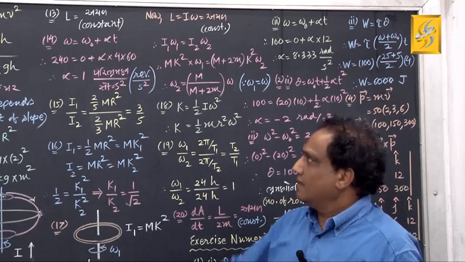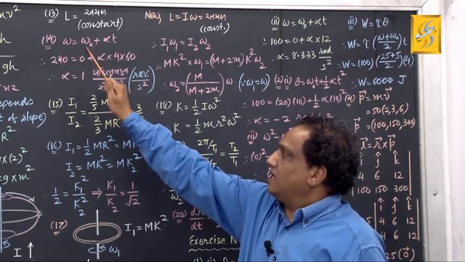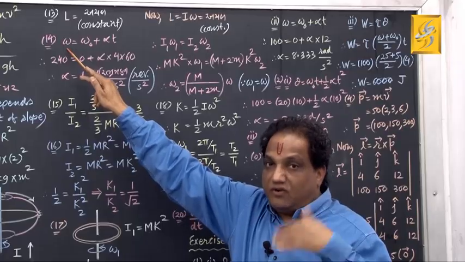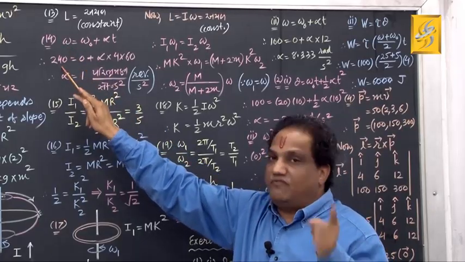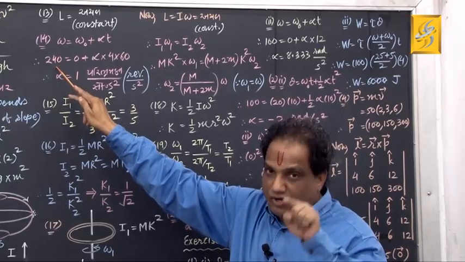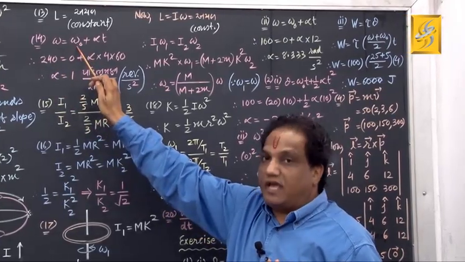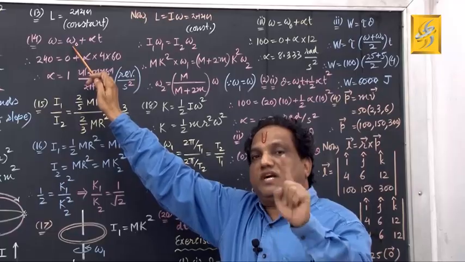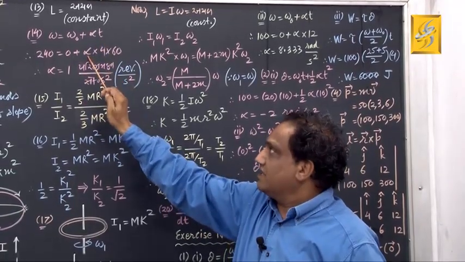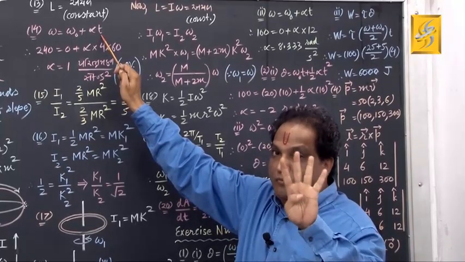Read it. Omega equals omega 0 plus alpha t. What is omega? Angular speed at the end of some time. They have given 240 revolutions per second. This is the initial angular speed. Because the body starts from rest, the initial angular speed is 0. Alpha is what we need to find, and time is given as 4 minutes.